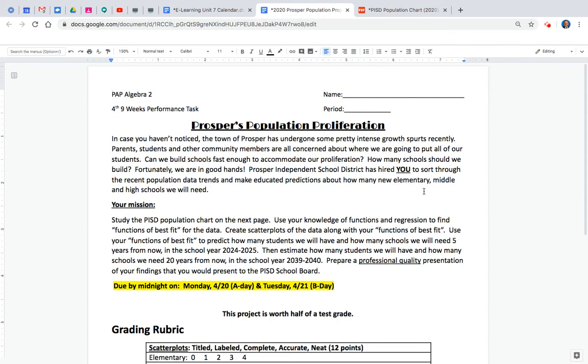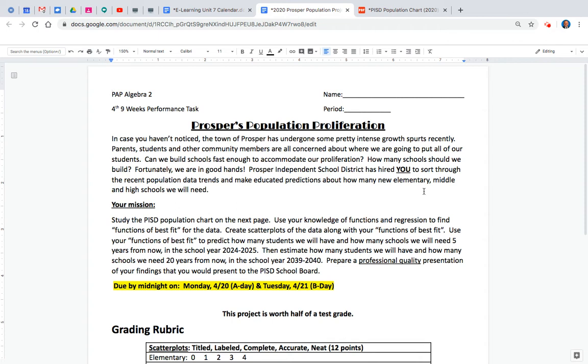Fortunately, we are in good hands. Prosper Independent School District has hired you to sort through the entire mess, look at the recent population trends, and make educated predictions about how many new elementaries, middle schools, and high schools we will need. So your mission for this performance task is to study the PISD population chart on the next page, and I'll go to that in just a bit.